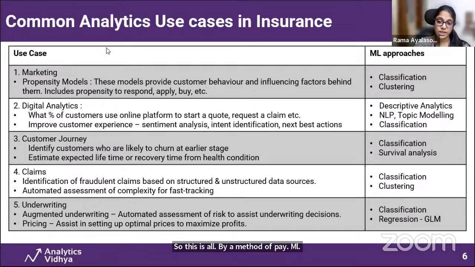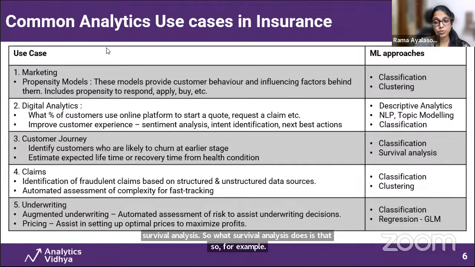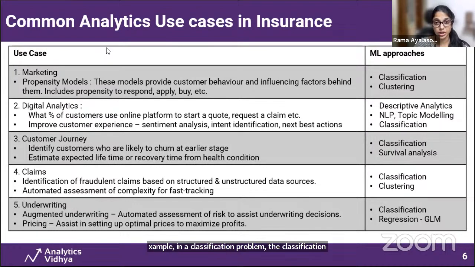What survival analysis does is, for example, a classification problem is going to give you the probability for an event to occur. Whereas survival, in contrast to that, is going to tell what is the time after which an event is going to occur. So it solves for the T component of the problem.